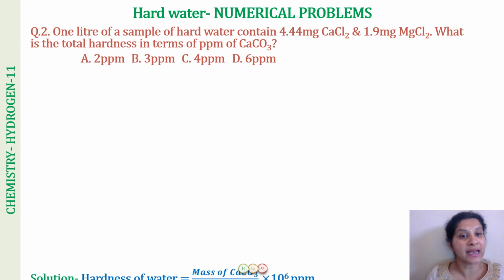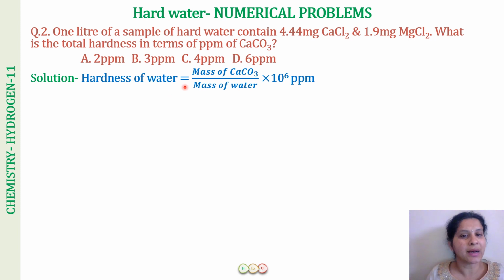So what is the formula that we learned for hardness? Well, it is mass of calcium carbonate over mass of hard water into 10 power 6 ppm. This will give us the hardness of water. So what do we require? We require the mass of calcium carbonate. We require the mass of water. Is that given to us in the question? I cannot see that. So let me read the question back again. This says that 1 liter of a sample of hard water. Wait a minute. What is given to us is 1 liter of a sample of hard water, which means that what is given to us is the volume of water. Can we find the mass of water from the volume? Yes, we can.